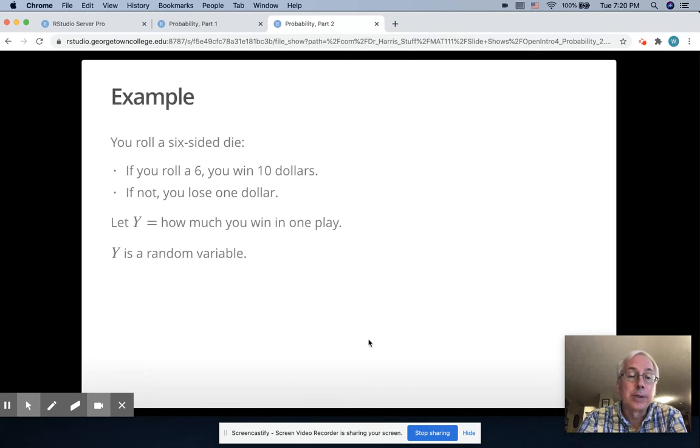We can roll a single 6-sided die. This is an example we're going to look at throughout this slideshow. Roll a 6-sided die one time. If you roll a 6, you win $10. But if you roll anything but a 6, you're going to lose $1. So it's essentially you pay $1 to roll the die. If you get a 6, you get $10 back. And so Y is going to be how much you win in a single play, a single roll of the die. It's a random variable. You don't know in advance which one you're going to get, but you'll either win $10 or you'll lose $1.